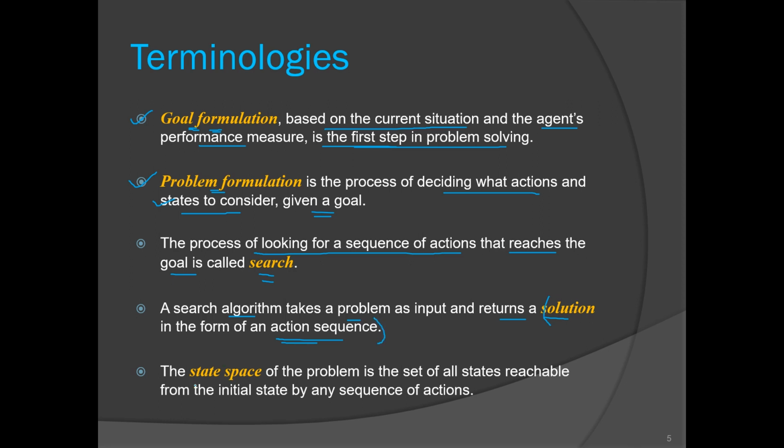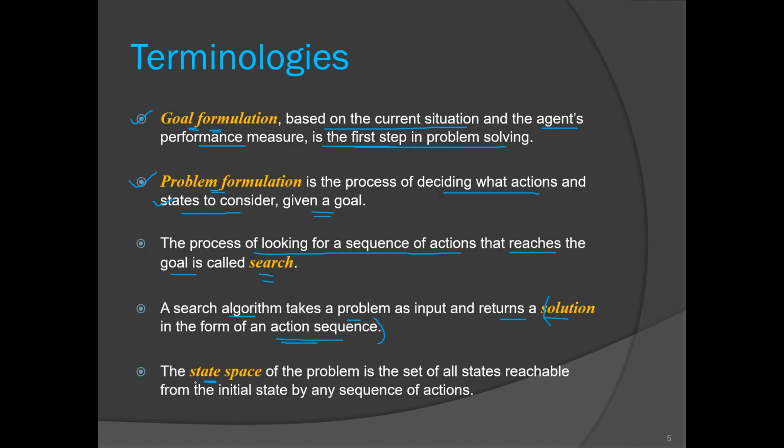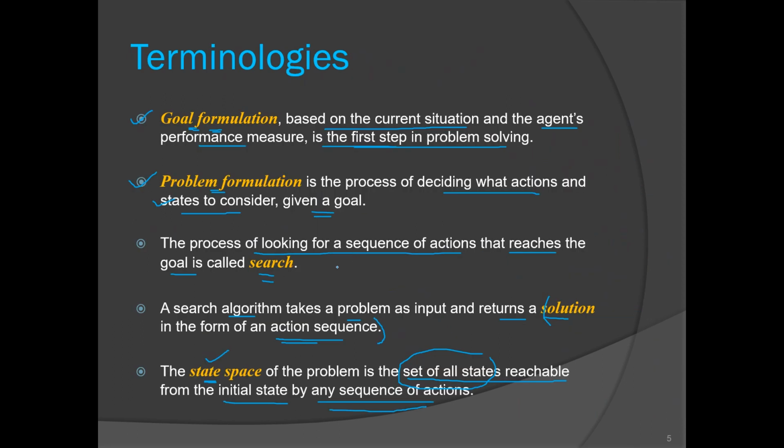Now we talked about state space also, right? State space means the collection of these states. The state space of the problem is the set of all states reachable from the initial state by any sequence of actions. So you apply all the possible actions on any state, and you will get a set of states, and that is known as state space. I think the terminology is clear to you. So try to remember these terms.